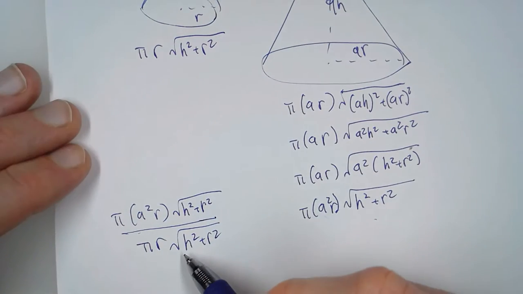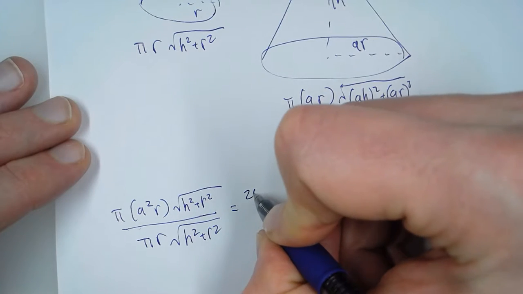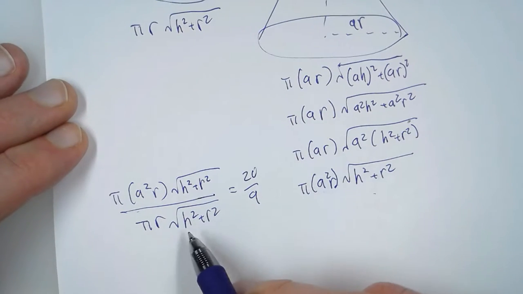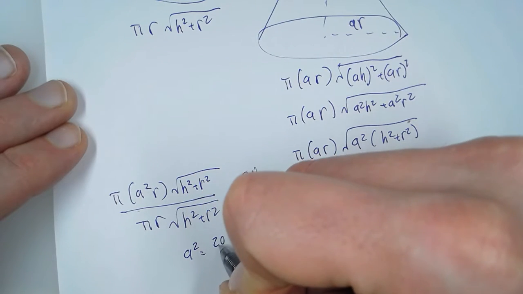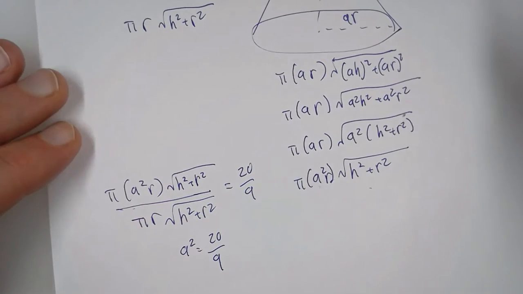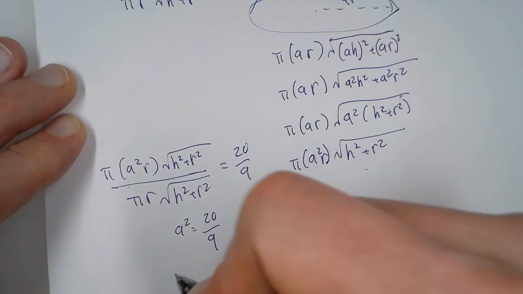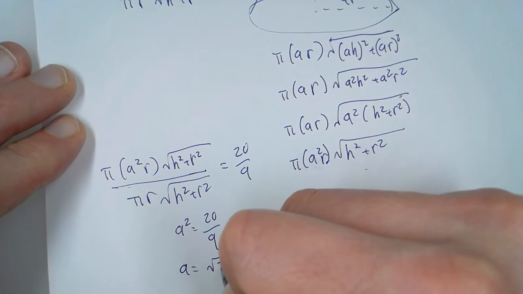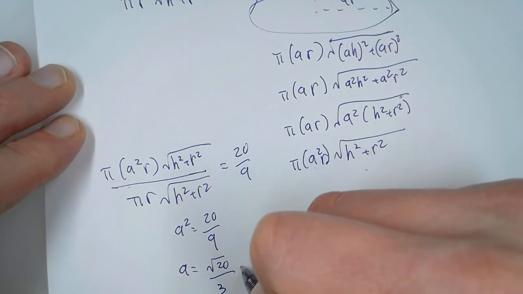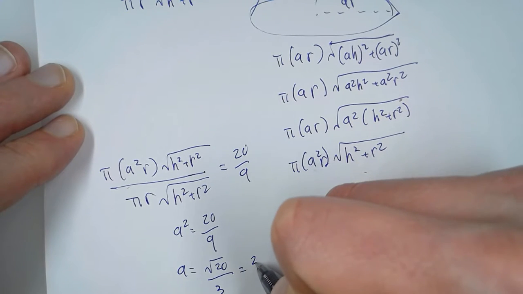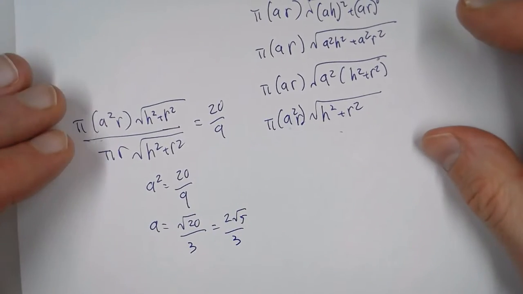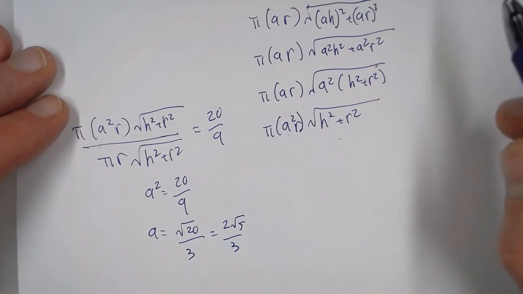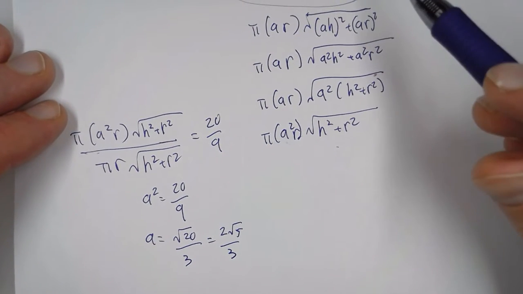What happens is that, first of all, this is 20/9. And so everything cancels except a squared. A squared equals 20/9. So that means a equals square root of 20/3, and that simplifies to 2 square root of 5/3. All right. So now what we want to do is compare the volumes.